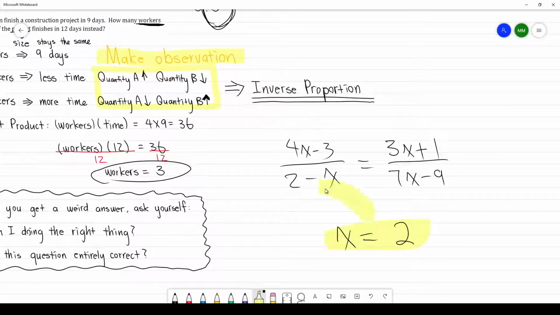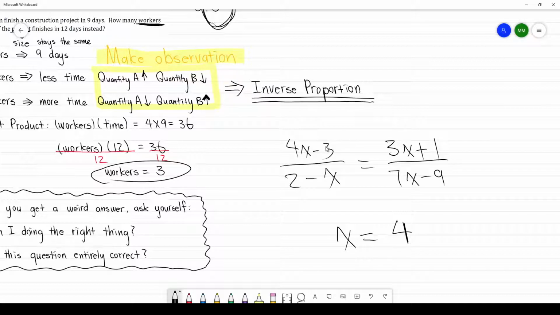So you want to plug it back into here, to check whether they are equal, right? So maybe not 2. Let's say that this is equal to 4. Okay. So you plug this in. So 4 times 4 is 16.